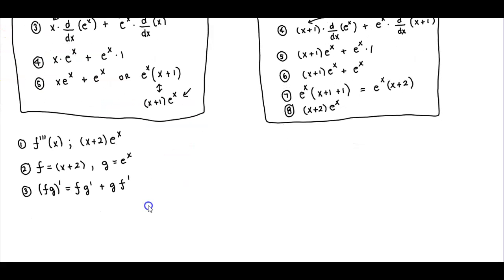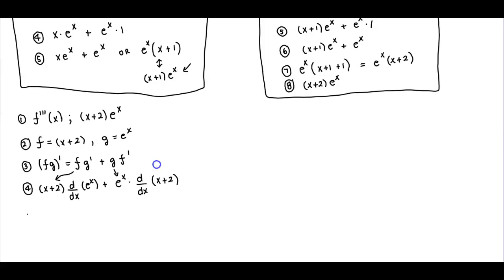Okay, so that means now in step number 4, we know that f now represents x plus 2, and we're going to multiply it by the derivative with respect to x of the function e to the x. Plus, we know that g represents e to the x, and we're going to multiply it by the derivative with respect to x of f, which is x plus 2.